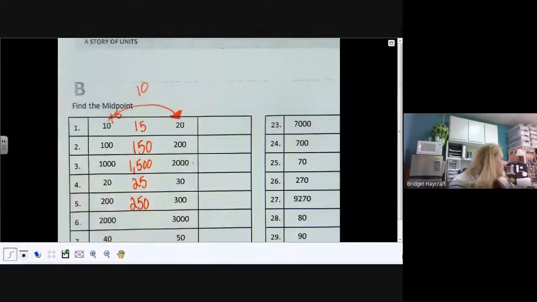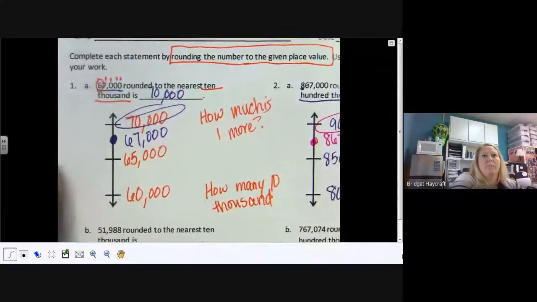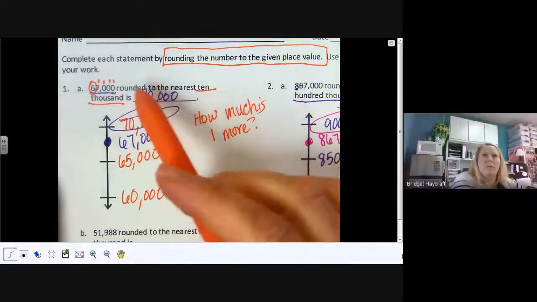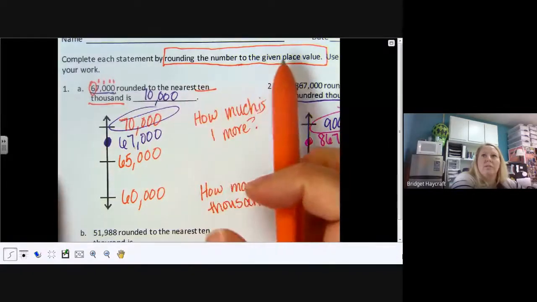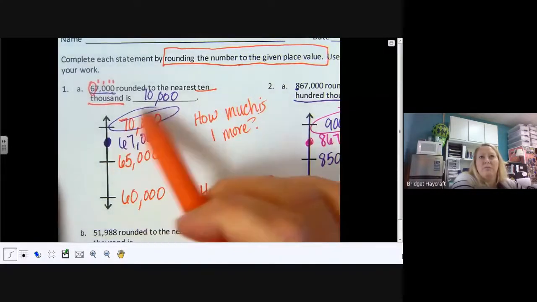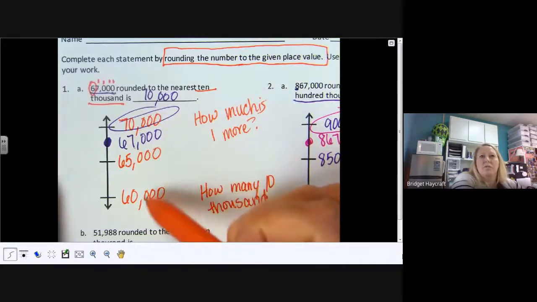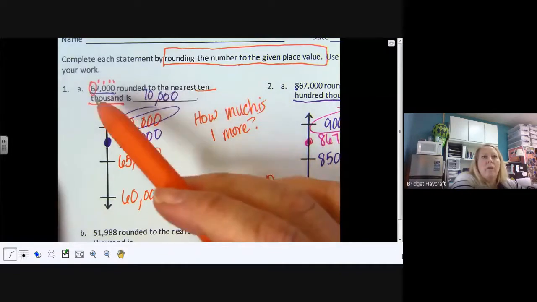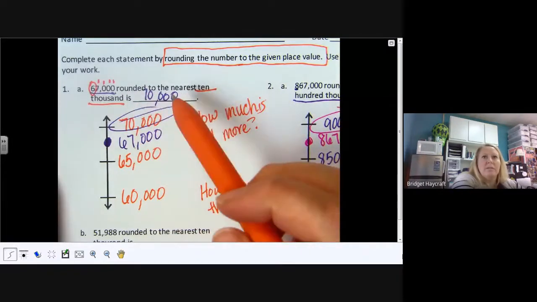If you remember, let me go back here and grab one of the old ones that we did. This is what we were working on. Boy, that would have been forever ago. Tuesday of last week. We worked on rounding the number to the given place value. So you had to find out what we were rounding to first and then use the vertical number line to solve the problem. So how we did this one was we were rounding to the nearest 10,000.